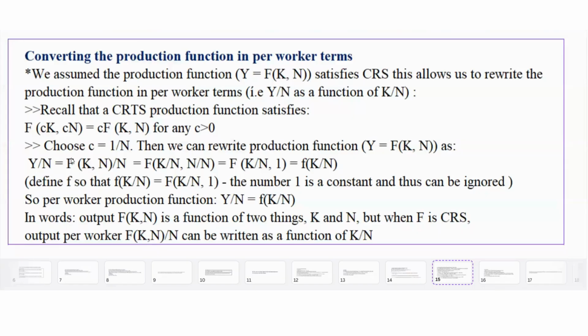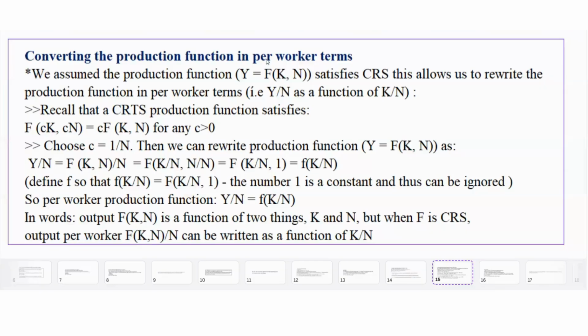After this, we can rewrite this in this form using the constant returns to scale property where we're choosing c to be 1/N. And then this can be simplified as F(K/N, 1). Then we can simply define capital F(K/N, 1) to be equal to small f(K/N). The number 1 is a constant and this can be ignored. So our per worker production function is that output per worker is a function of capital per worker.